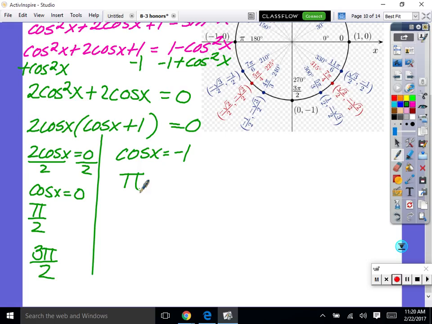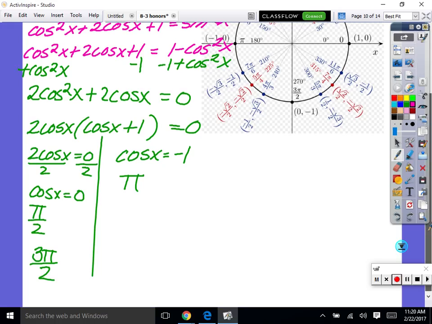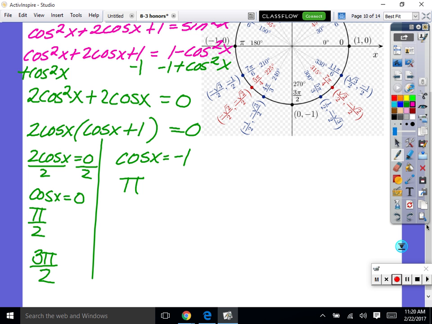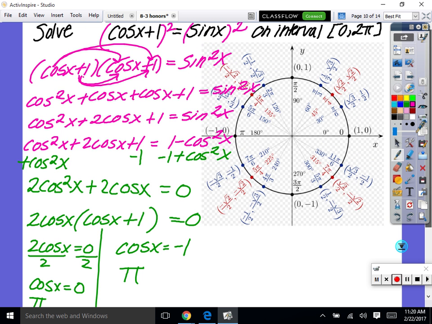Now guys, didn't we take an equation and manipulate both sides of it? We changed it, right? That can introduce extraneous solutions, so we need to check those solutions. One of them is extraneous, so we check them back in the original. So I'm going to write down the original. Cosine of x plus 1 equals sine of x.